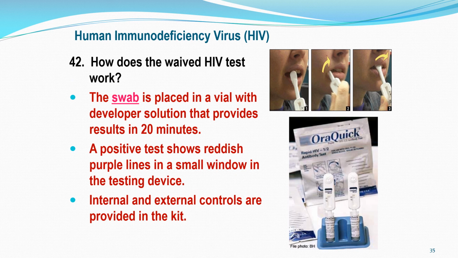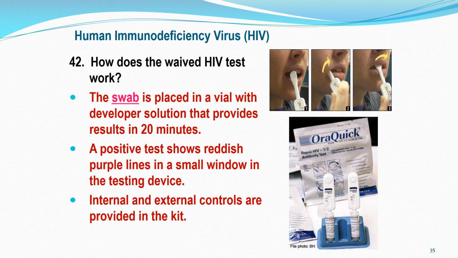So how does this waived HIV test work? Okay, so the swab is placed in a vial with developer solution that provides results in 20 minutes. A positive test shows reddish purple lines in a small window in the testing device. Internal and external controls are provided in the kit, and we've talked about these internal and external controls and how they work for each kit.